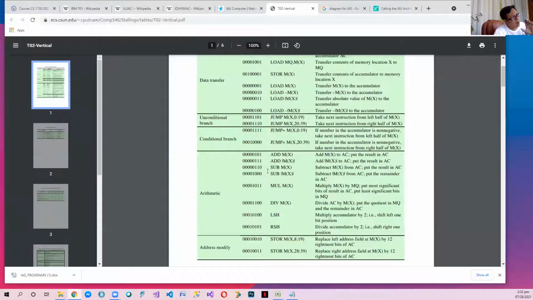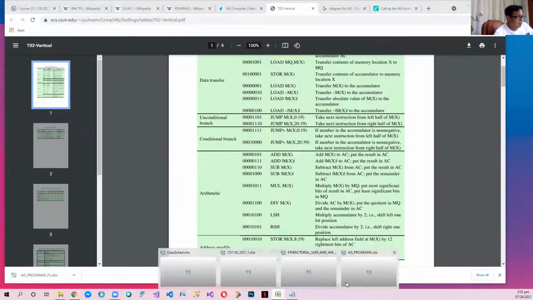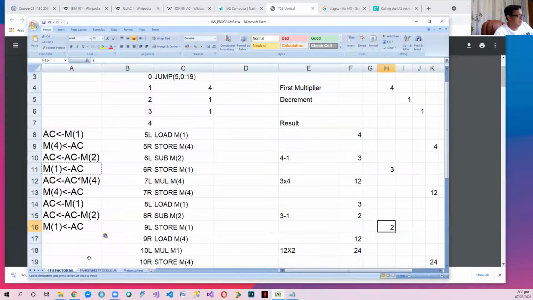Now, a halt can be replaced by a jump to the same address. Do you follow? If there's no halt, we do a jump to the same address. I'll show you how to jump to the same address.